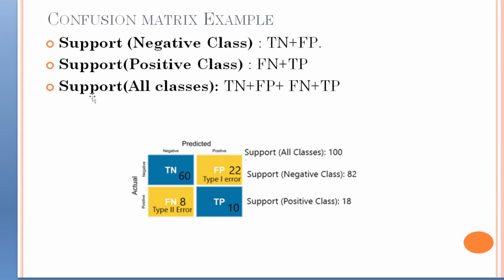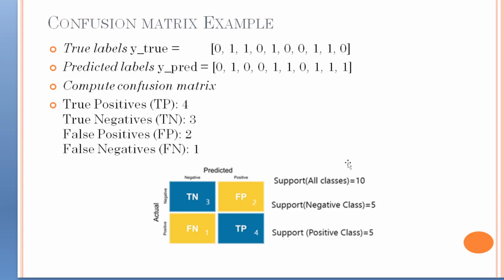Now we can also calculate support for all classes, that means the negative and positive classes together. In calculating this, we add all these numbers and it becomes the support of all classes. This also denotes the total number of test cases. Here we have an example where we are given some true labels and the predicted labels. First we fill the confusion matrix and then find out the support.